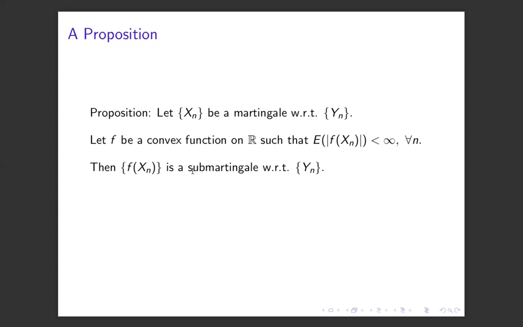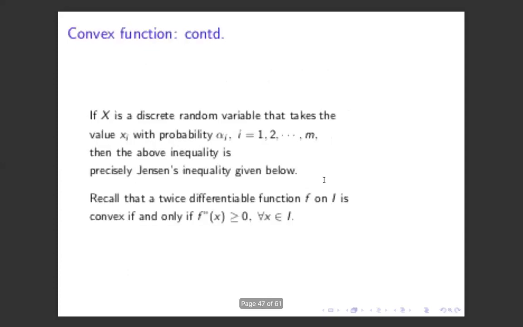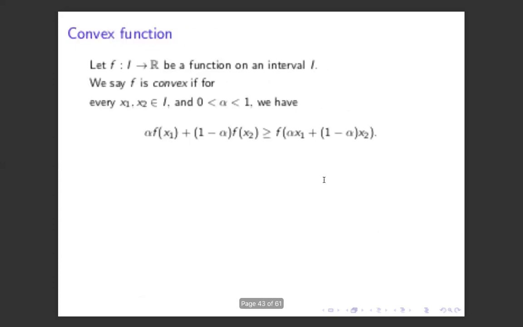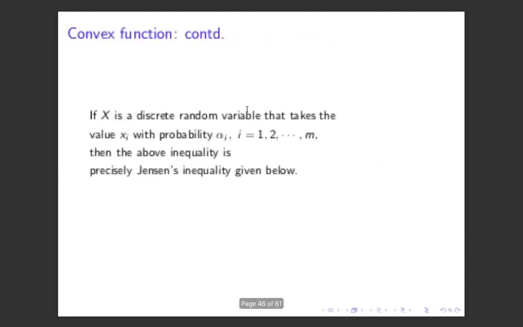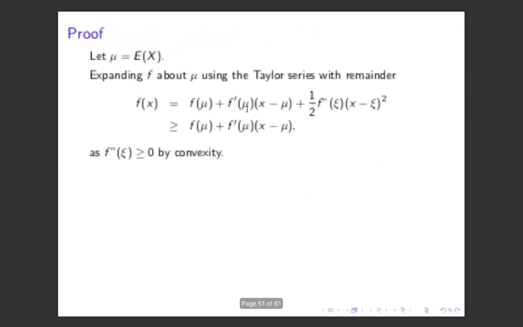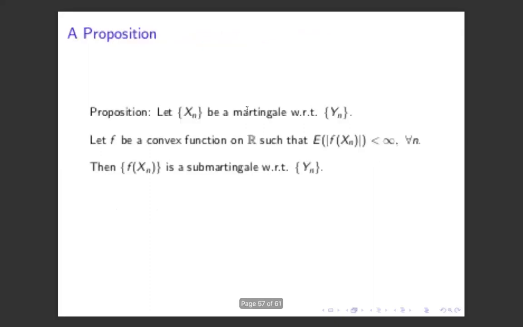Then the conclusion is f of Xn is a submartingale with respect to Yn. So that means f of Xn will satisfy a property like this. So f of Xn is a submartingale with respect to Yn.